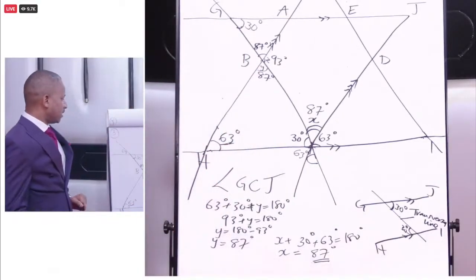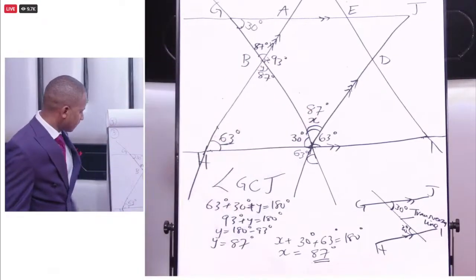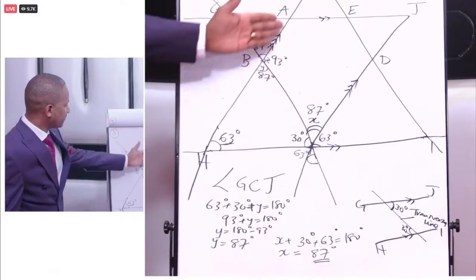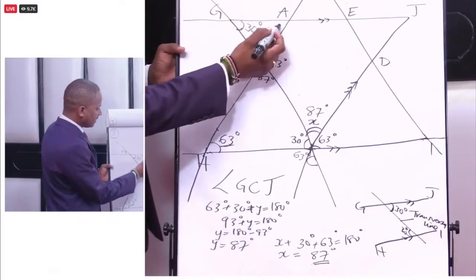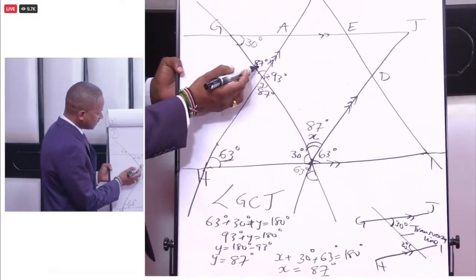So that is our question 3. So our angle is 87 degrees. I was just trying to fill in these other angles. So for example, you can fill in here, which is 30 plus 87.